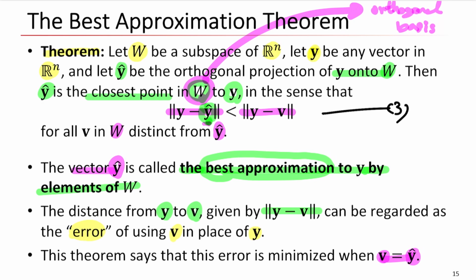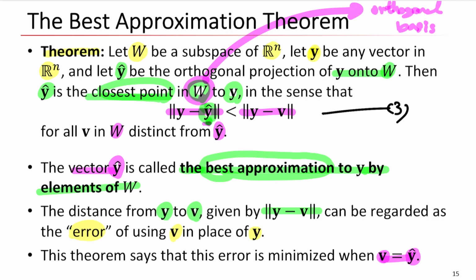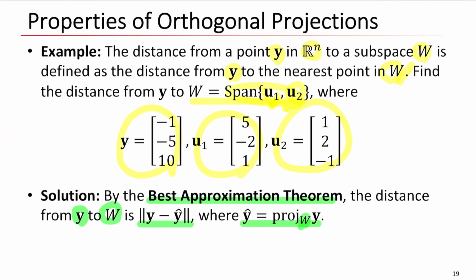Because this one, right? In here, y hat is the closest point in W to y. So this is the best approximation theorem. In other words, the discussion is to find out the y hat using the vector y and the orthogonal basis u1 and u2, the orthogonal basis of the subspace W.